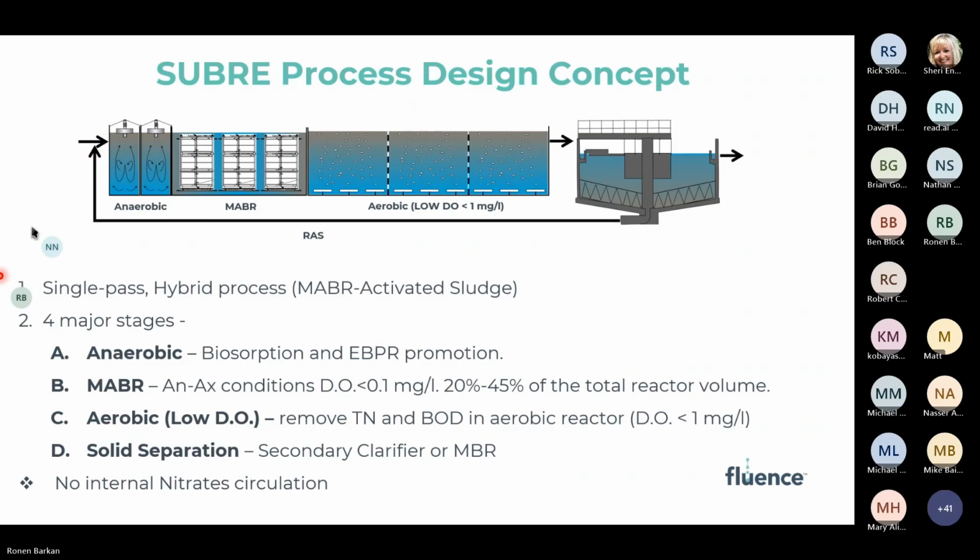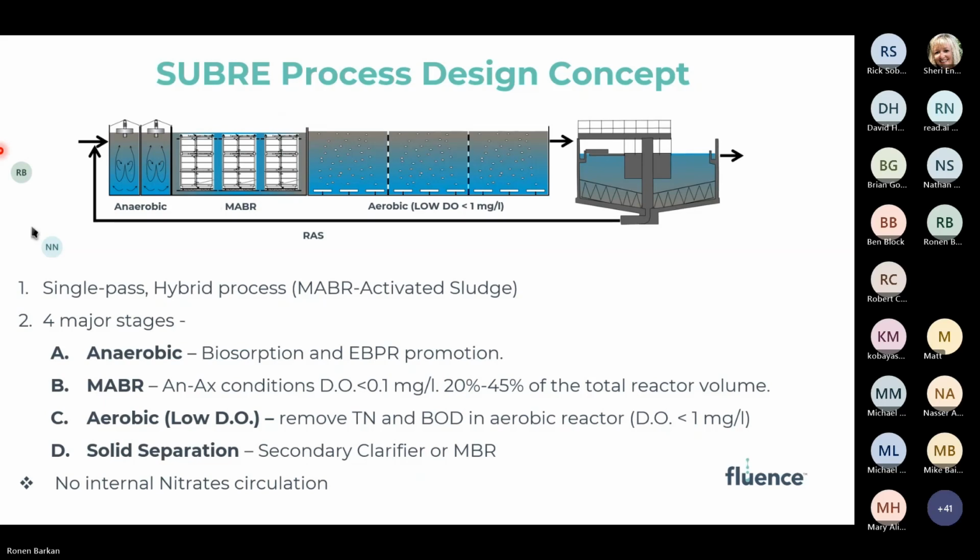The 4 major stages that we have are, first, the anaerobic, which is used for the biosorption of the BOD and also helps us to promote EBPR. The biosorption helps us to control the growth of excessive biofilm on the MABR membrane and keep it at the right thickness without membrane clogging by excessive biofilm. Then we have the MABR, which is an anoxic condition. By that, I mean the ORP is mostly below minus 70 millivolts, and we detected it in several pilots and proved that.